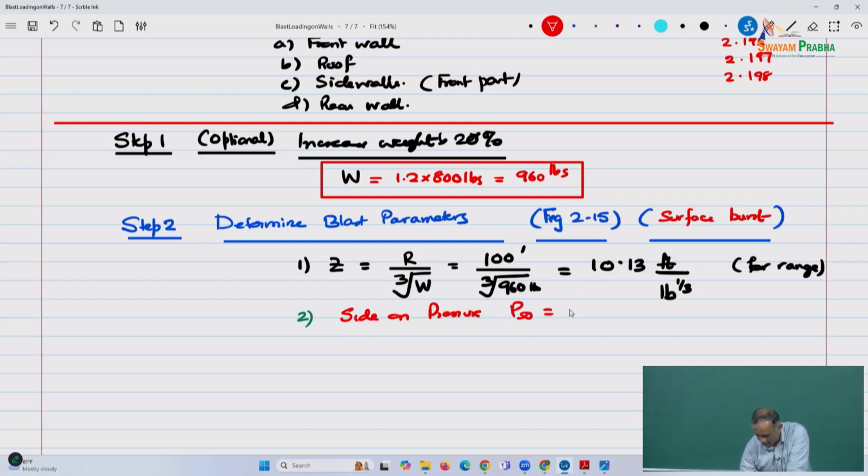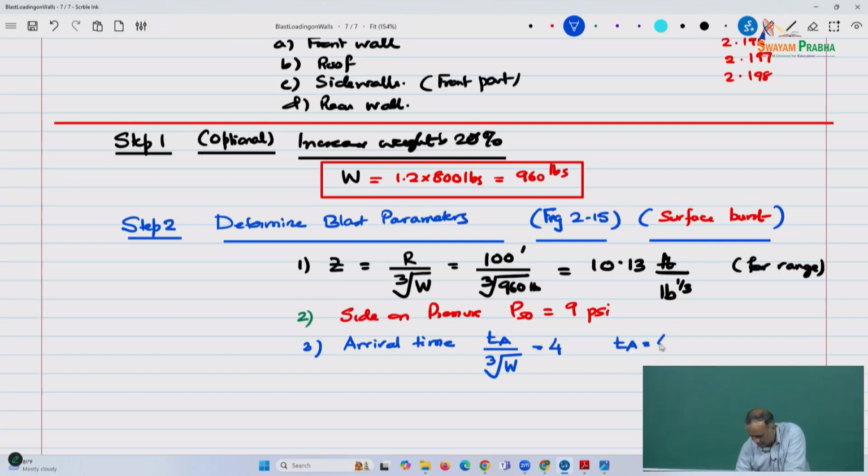But the side-on pressure, PSO, if you have any questions, please ask. But I'm going to just write all the values for it. The third thing is your arrival time, these are taken from the graph. So arrival time over cube root of W is 4. So this gives me an arrival time of 4 multiplied by the cube root of 960, which is, now this number is in milliseconds, 395 milliseconds. The fourth one is the blast. Let's put this as one word.